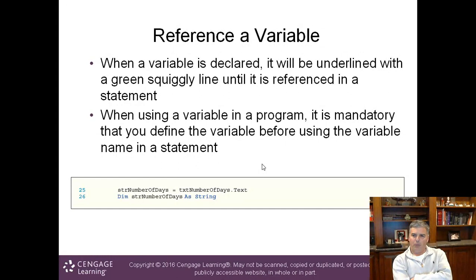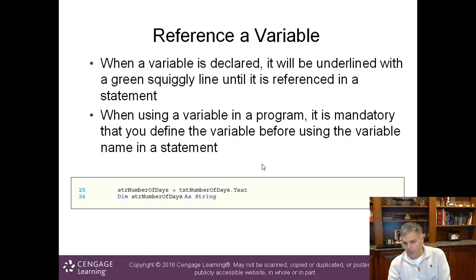When a variable is declared, it will be underlined with a green squiggly line until it is referenced in a statement. You might recognize this from Microsoft Word or Google Docs, where sometimes when you spell something wrong, it puts a red squiggly line under it to show you that it's misspelled. In VB, if you have declared a variable and it hasn't been used yet, Visual Studio will put a green squiggly line under that variable, just to tell you that this variable is here, but it's not used anywhere. So if you get done running your program and you've got a bunch of variables with green squiggly lines, that means you haven't used those variables and you probably don't need them.